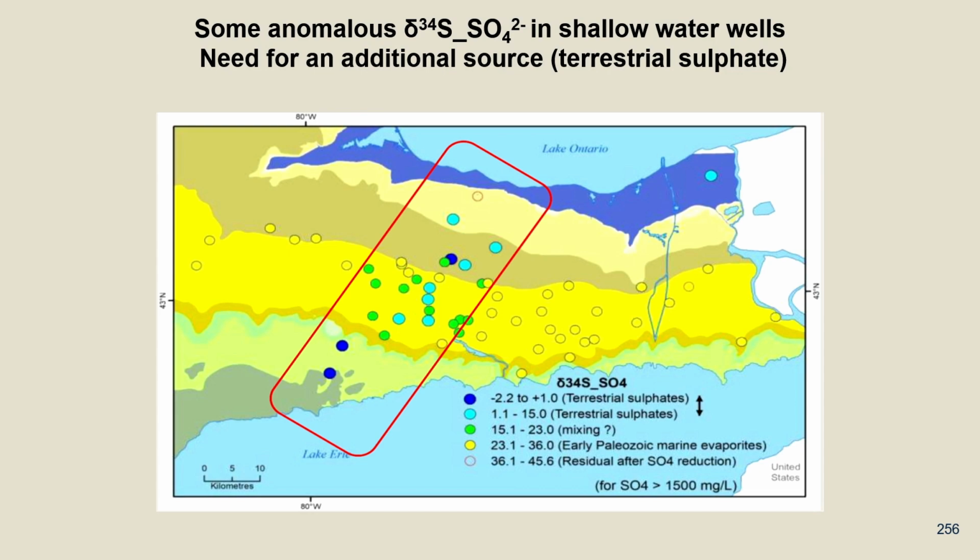As you can see on this slide, the rectangle represents what Christine christened the stew corridor, which is a very specific area where we do have very anomalous, very light sulfur isotopic values in dissolved sulfate. In this area, we also have the normal marine sulfate derived from the Salina, but this specific area has an extra source of sulfate that needs to be explained.